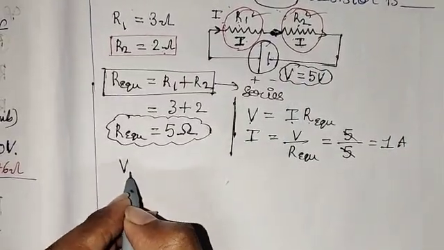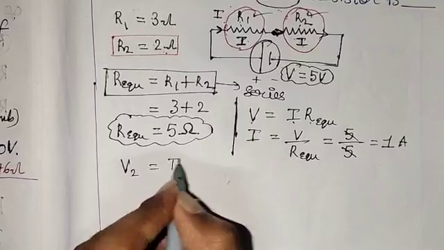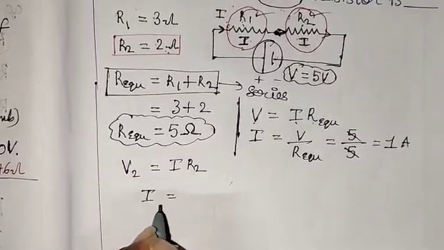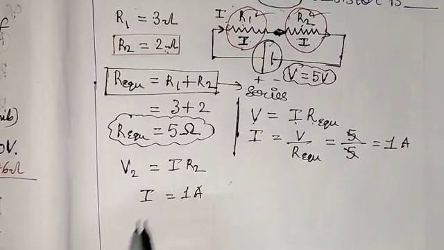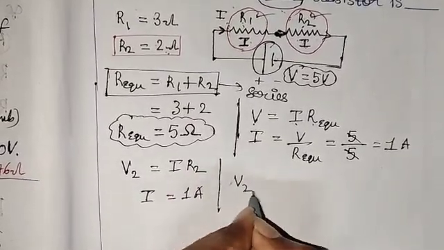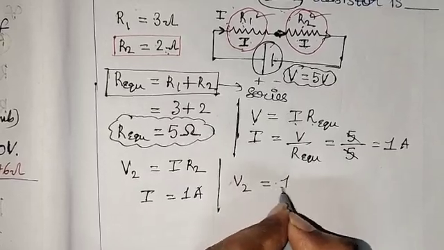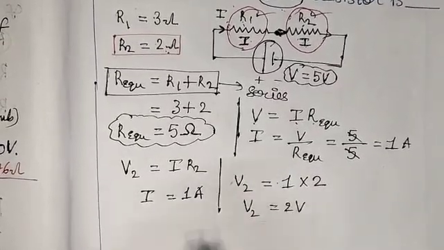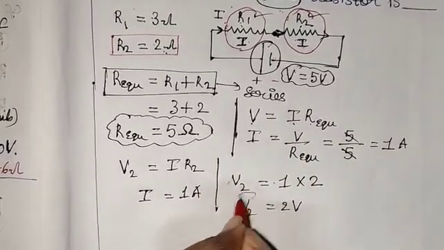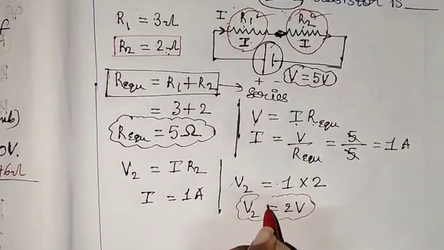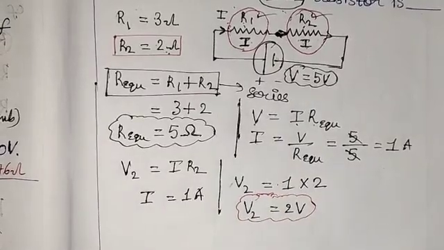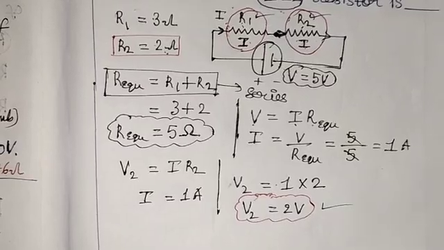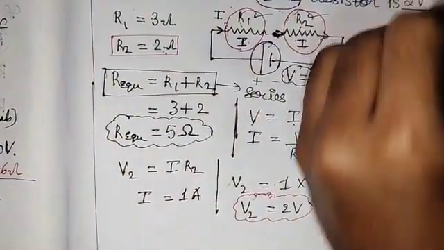So apply Ohm's law to it. Then V2 is equal to I R2. Now current I, how much did we get? 1 ampere. The resistance we know. So now V2 is equal to current 1 ampere into resistance 2 ohms. So V2 is equal to 2 volts. So 2 volts potential difference is across the 2 ohms resistor. So the answer is 2 volts. Potential difference across the 2 ohms resistor is 2 volts. This is the answer.